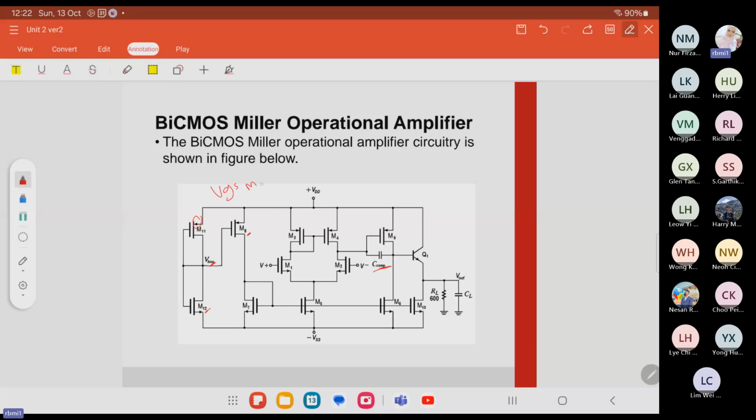For identical MOSFETs, the current in NMOS M1 and M2 here actually comes from the concept of current mirror. Okay. For identical MOSFETs, the current in NMOS M1 and M2 shall be half of the drain current ID5 from here.